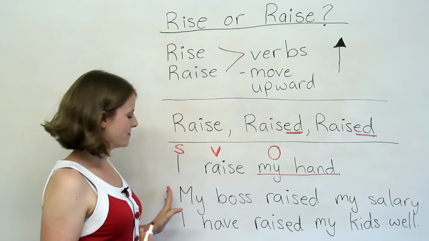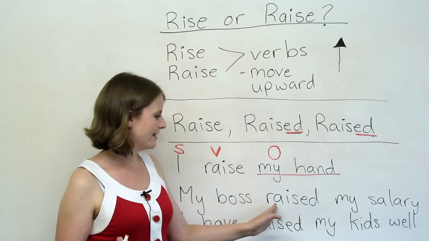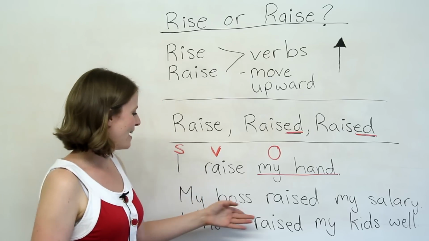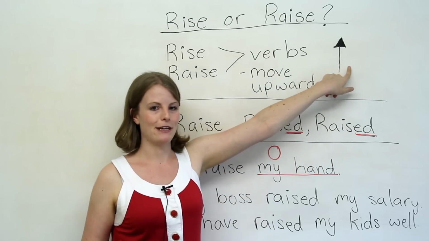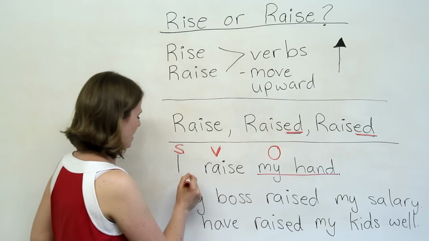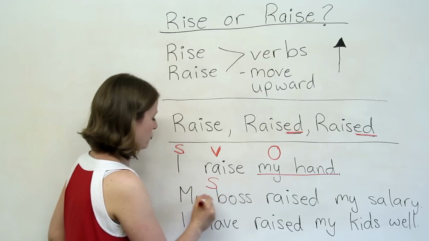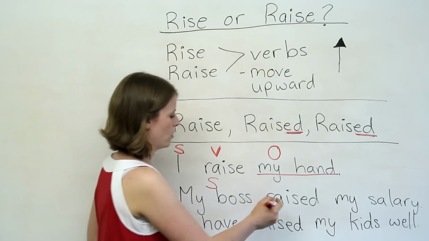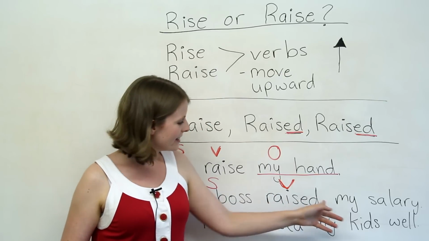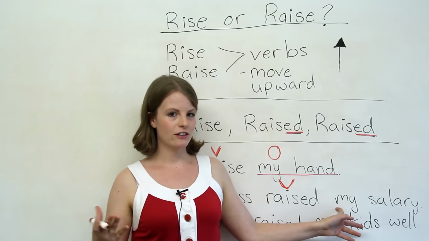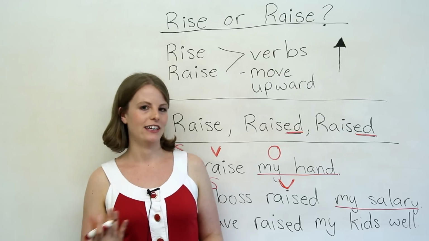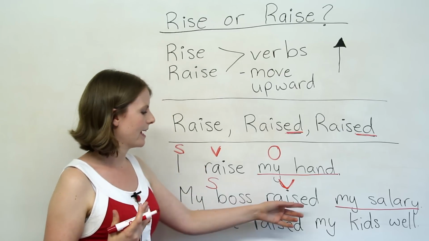So second example, my boss raised my salary. This is something I hope that happens. It means my salary, the amount of money I get paid for work, goes up. It increases. So again, we have the subject, your boss, or my boss. We have the verb, raised, and as always with raised, you need an object. So what is raised? My salary. There always has to be something after the verb.